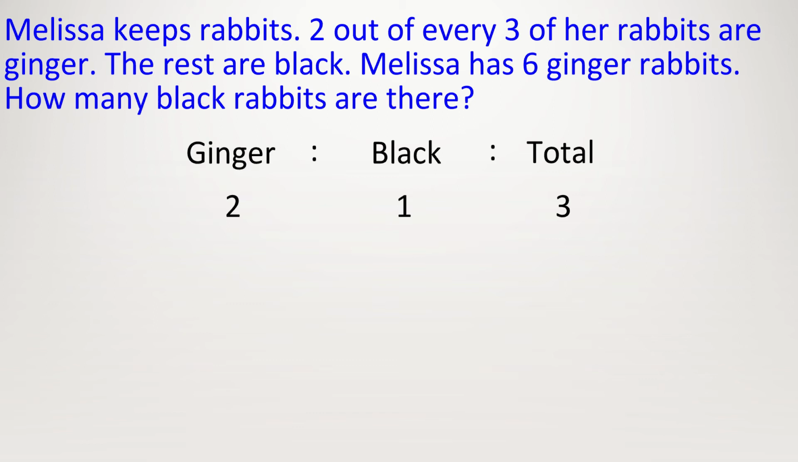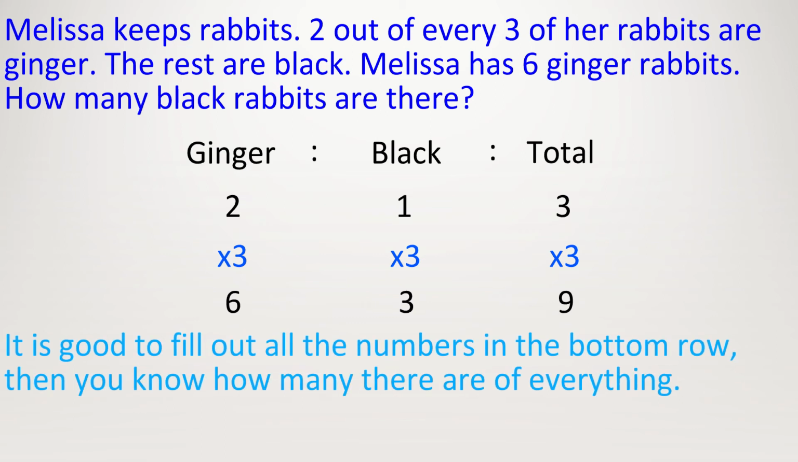In the ginger column. Now we go from 2 to 6. How? It is times 3. So we do the same to the other numbers. 1 times 3 is 3. And then the final column, the total, 3 times 3 will be 9. But the question asks how many black rabbits does she have? It will be 3. The question could have asked how many rabbits in total, so it will be 9.